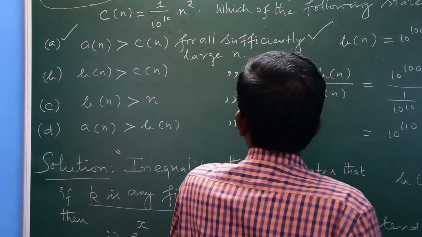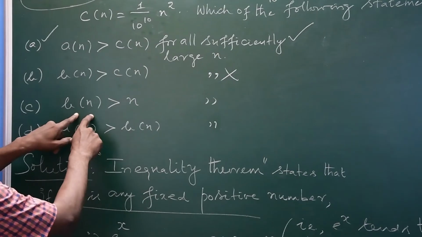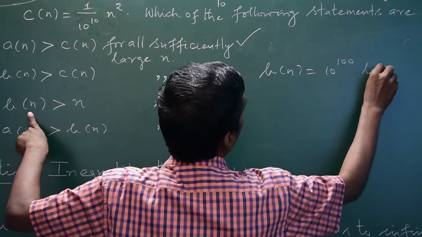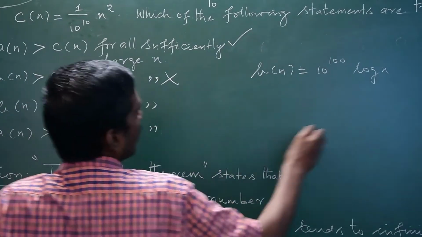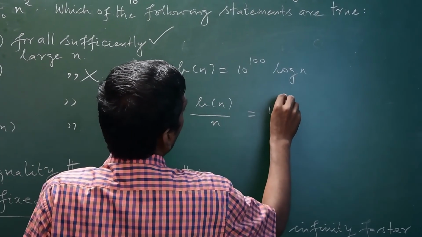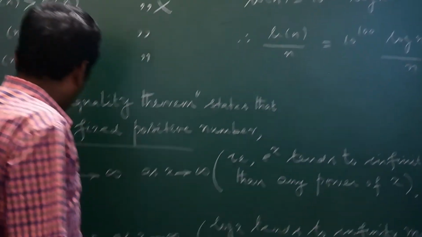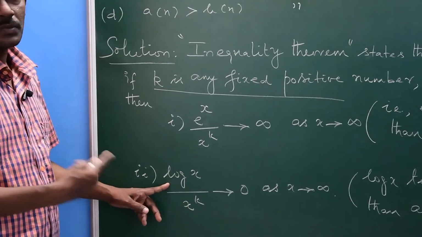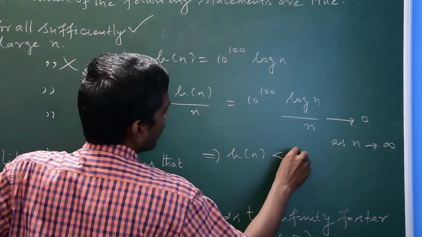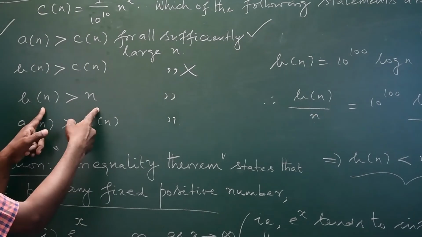Let us settle option C. What is b_n? b_n is a log function, 10 to the power 100 times log n. Now b_n over n is 10 to the power 100 times log n over n. This tends to 0 as n tends to infinity, again by part 2 of the inequality theorem, because the log function grows much more slowly than a polynomial function. Therefore, b_n is less than n for sufficiently large n. But we are given that b_n is greater than n, which is false.